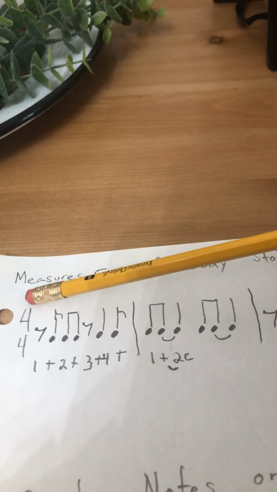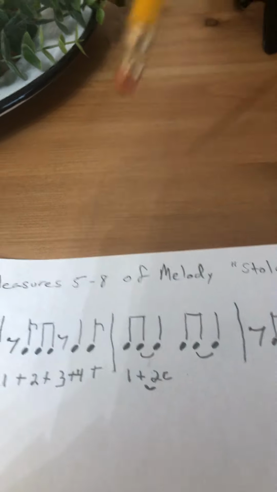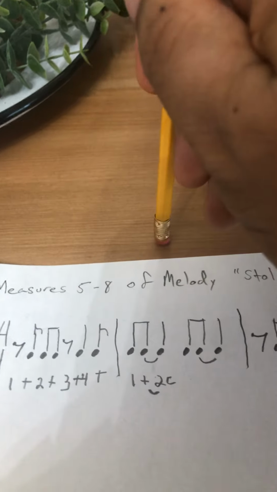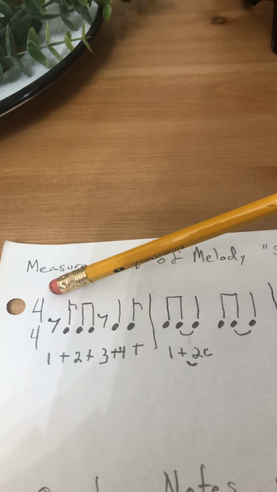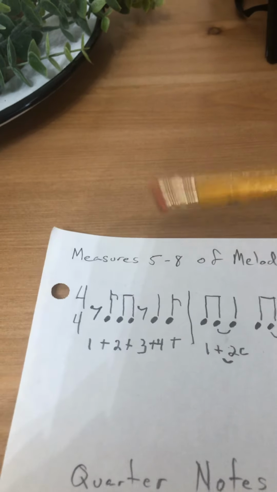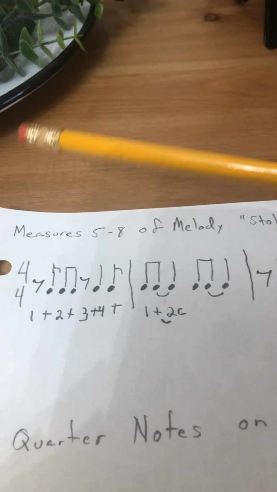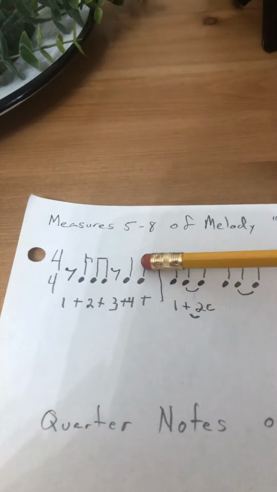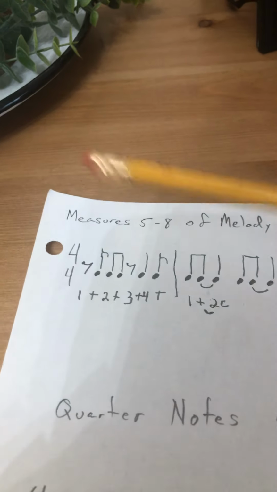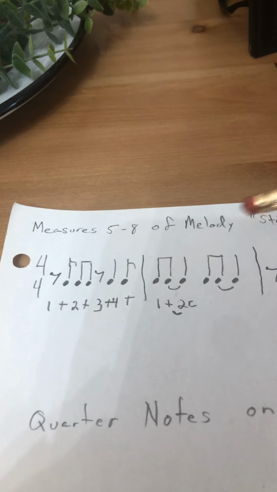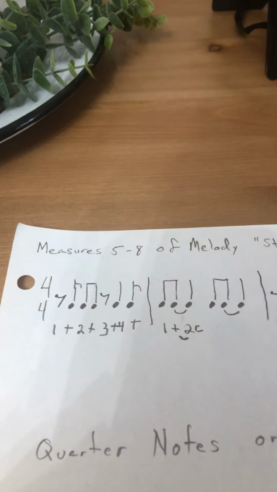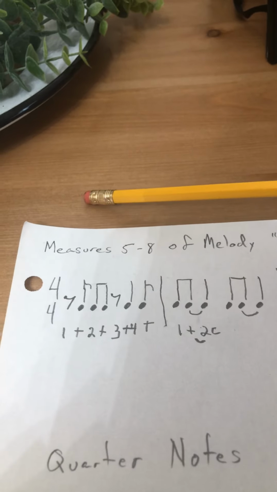Alright, now we move to this one. This would be 1 and 2, 1 and 2 and, 1 and 2 and. So if I put it together, it'd be 1 and 2 and 3 and 4 and 1 and 2 and 3 and 4 and 1 and 2 and. So without the count, 1 2 3 4 1.